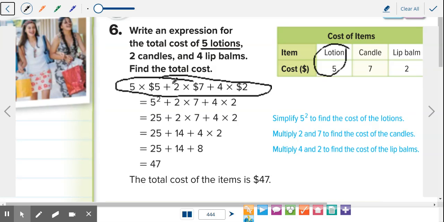Plus, because we're trying to find the total cost, you got to add everything up. Plus, now the candles. So we have 2 candles, and they cost $7 a piece. So you would do 2 times 7. Plus, now we got to do the lip balms. So we have 4 lip balms, and they're $2 a piece. So 4 times 2. And then you literally just work your problem out. So you write it out, and then you solve it.